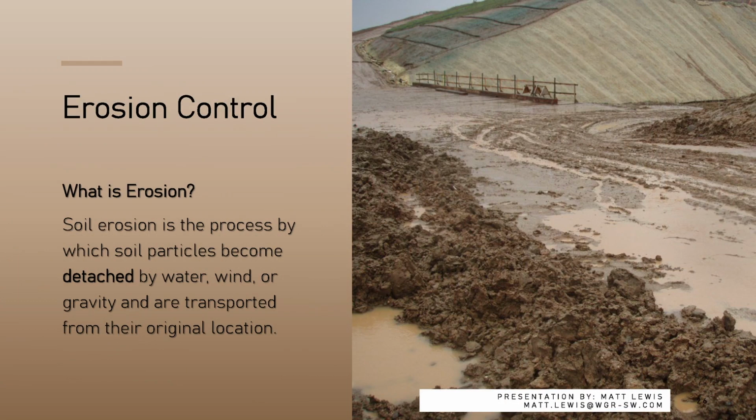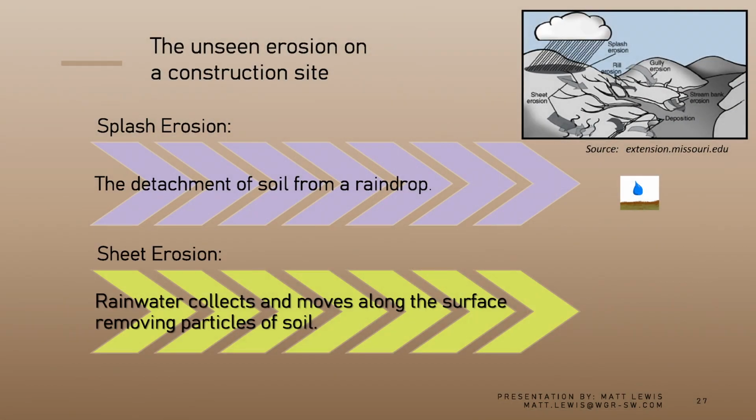Erosion control. What is erosion? As I said, soil erosion is a process by which soil particles become detached by water, wind, or gravity and are transported from the original location. I'll just minimize it and say there's basically one type of erosion to start, and it's splash, which generally comes from a raindrop. And then you have sheet erosion, where rainwater collects the eroded material and moves it along the surface, removing particles of soil in the process.